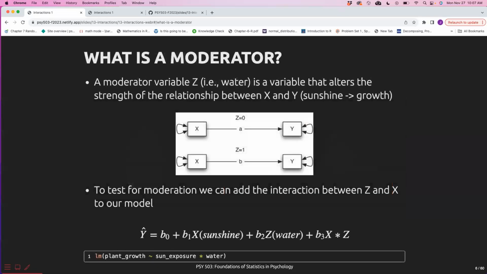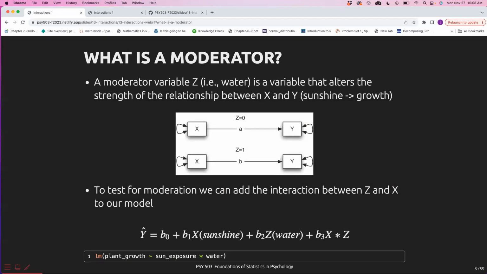A variable that alters or modulates the strength between X and Y, so in our case sunshine and growth, is called a moderator variable. Sometimes in the literature, you'll hear about moderation analysis, and I'll also refer to moderation analysis as a test of the interaction. In our case, we can say that the moderator variable, which we're going to label as Z, is water.